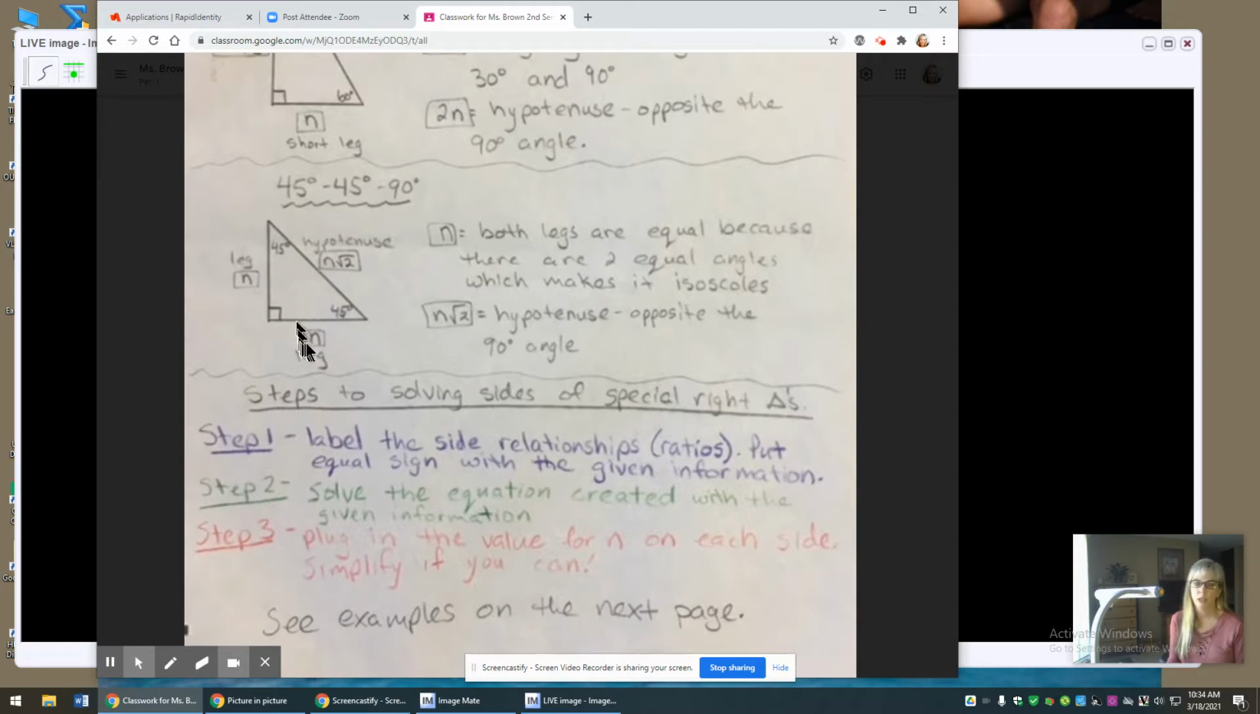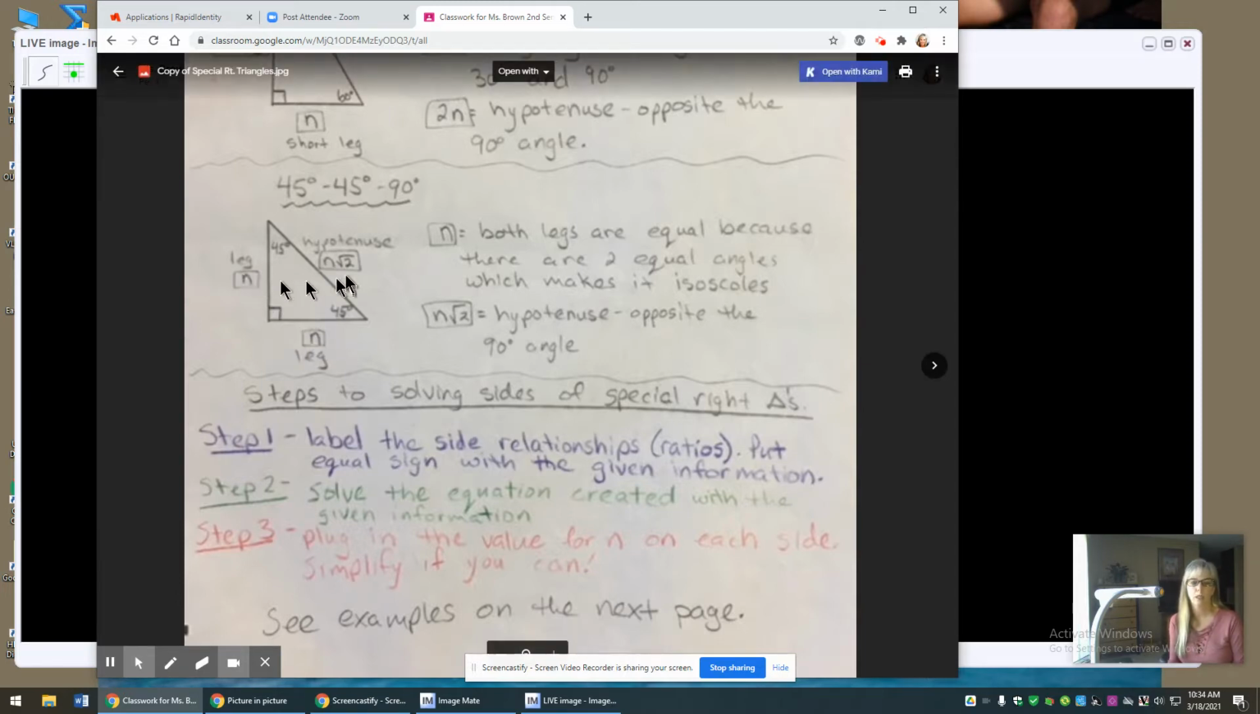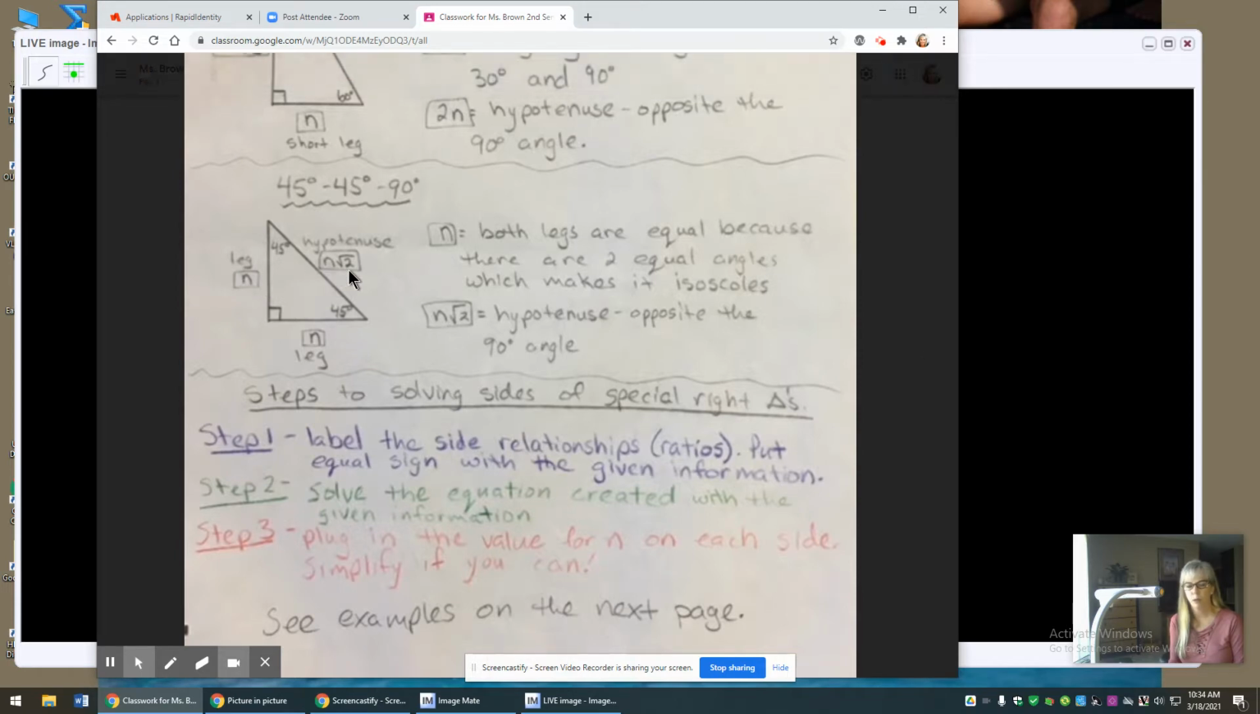So again, if the legs were 6, this would be 6, this would be 6, the hypotenuse would be 6 times the square root of 2. And that's how we would leave it, just that, 6 times the square root of 2.